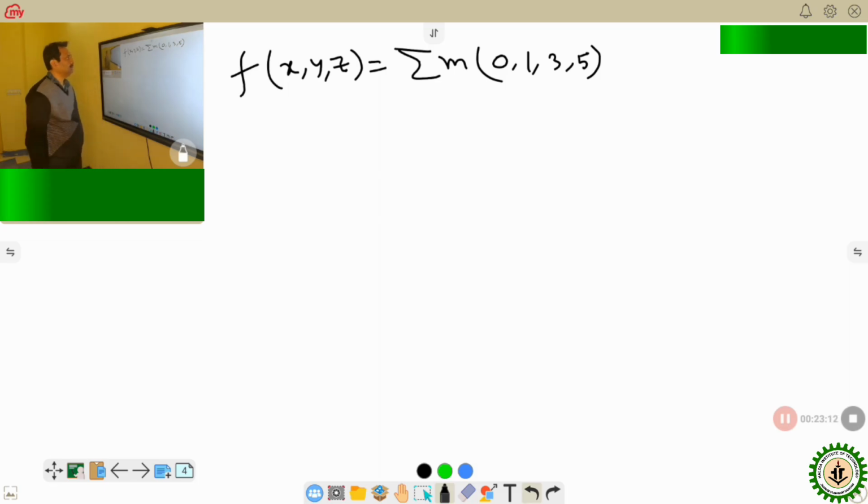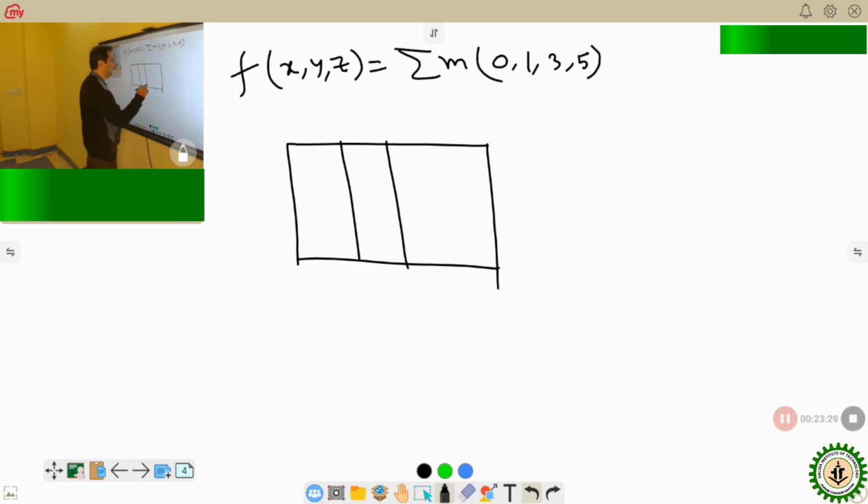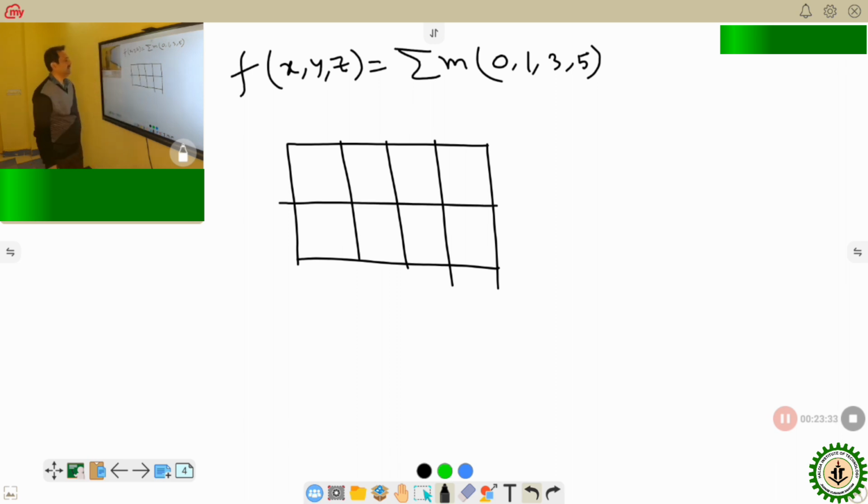Okay. Now we want to simplify this Boolean function using the K-map technique. And since this is 3 variable, how many possible combinations are there? So possible combinations are actually 8. 8 possible combinations are there. So this is x and this is y and z.